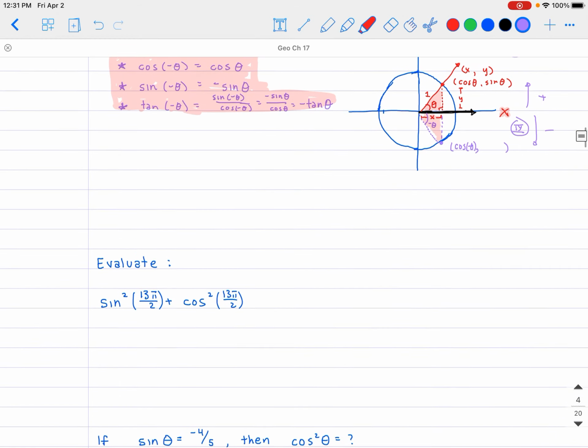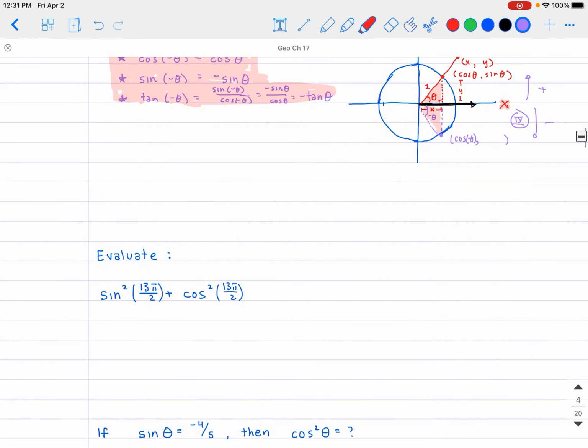All right, so let's take a look at some of these problems. The first one says, evaluate: what is the sine squared of 13 pi over 2 plus the cosine squared of 13 pi over 2? Now, note, these are values, and when I say these, I'm referring to 13 pi over 2. These are values that are on the unit circle.